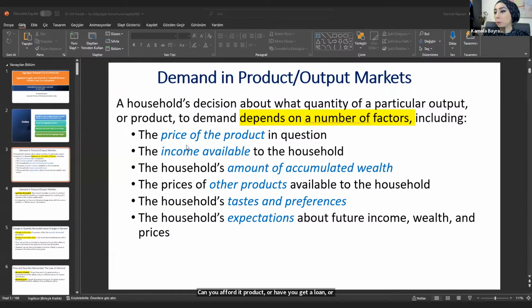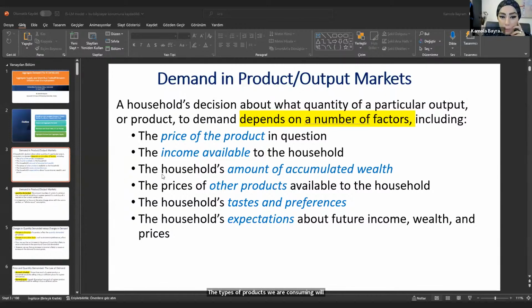Sometimes we will go for cheaper products, sometimes for more expensive products. So price is the first factor which will decide what you are going to consume, which will help you in decision making. The second one is income available to the household. And you will see as income increases or decreases, the behavior of our consumption, the types of products we are consuming, will change over time.